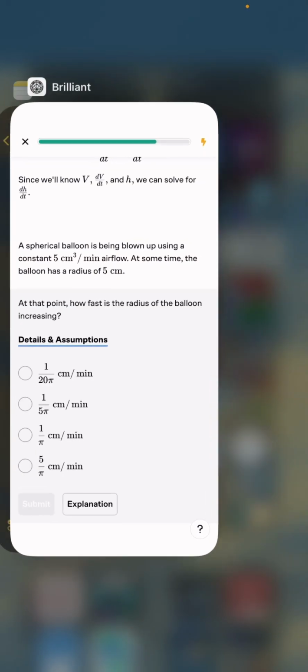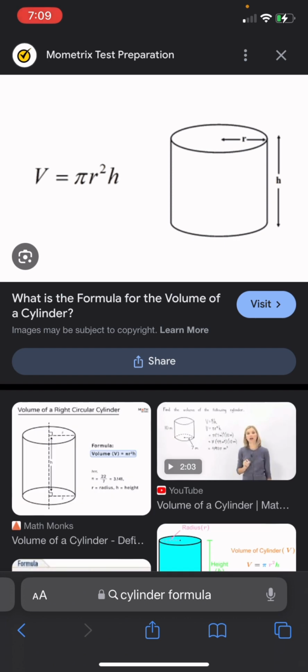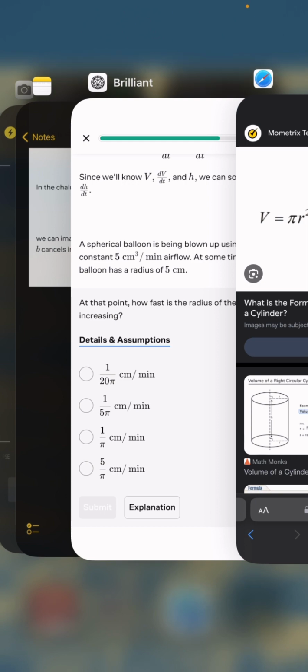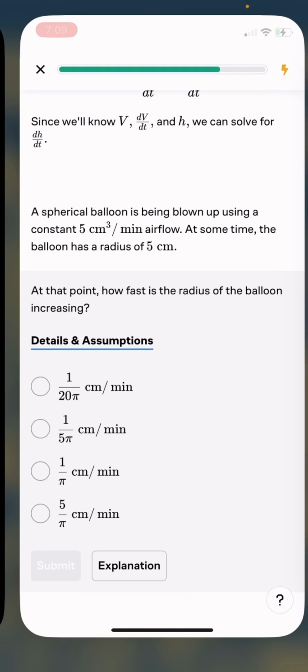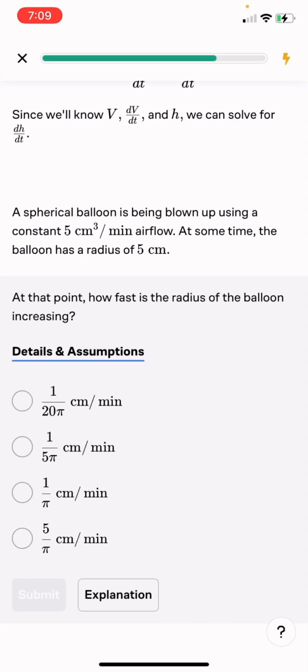As we can see before, the formula. I don't know why I always forget. It's always a cylinder formula. I forget. But okay. You can see it's the radius, centimeters.